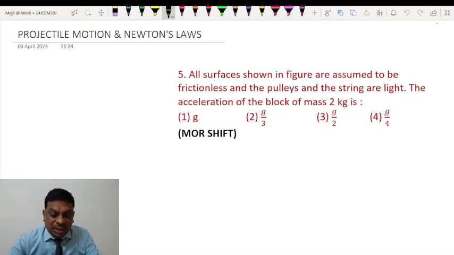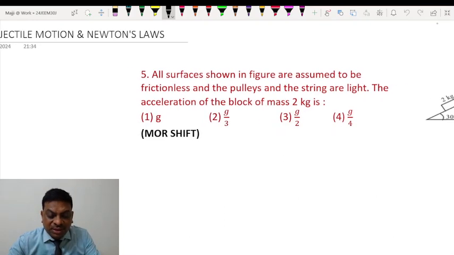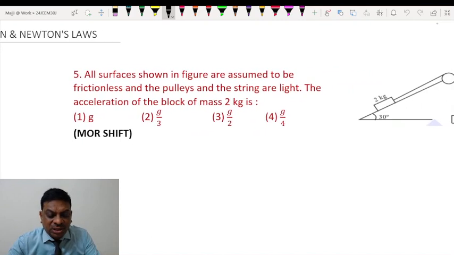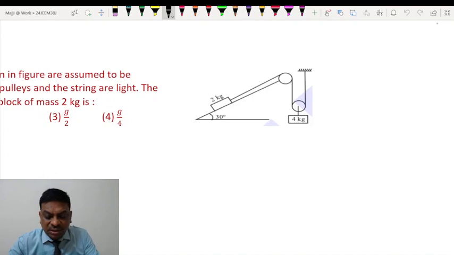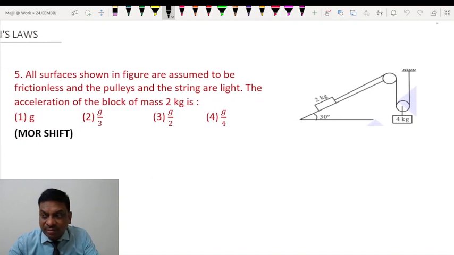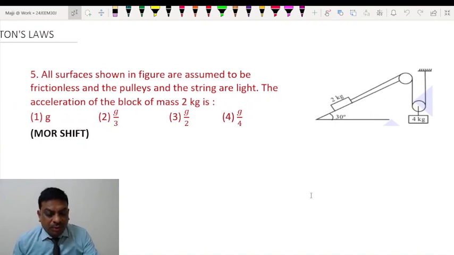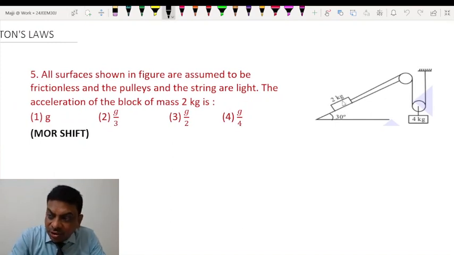So here comes the next question, question 5. You can see all surfaces shown in the figure are assumed to be frictionless, and the pulleys and the string are light. The acceleration of the block of mass 2 kg is... This is the figure, students, you can see the figure. We have to find the acceleration of this 2 kg block.